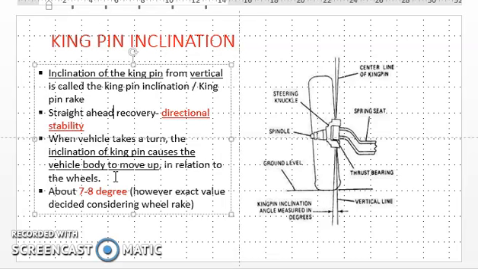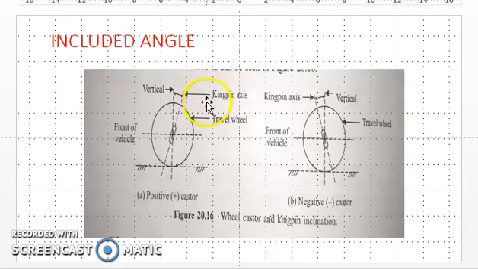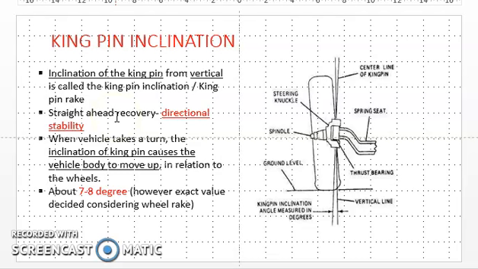And once the vehicle has turned, this angle will help it return to straight ahead recovery. I think you have understood kingpin inclination. Here also the kingpin axis and vertical axis are shown, and the included angle positive and negative is shown. Here is the kingpin inclination.